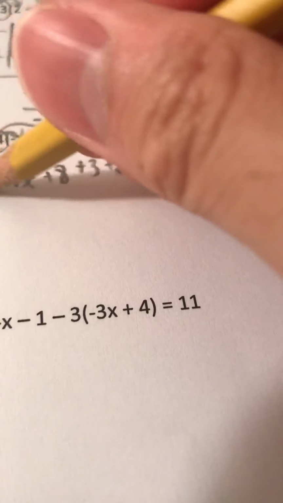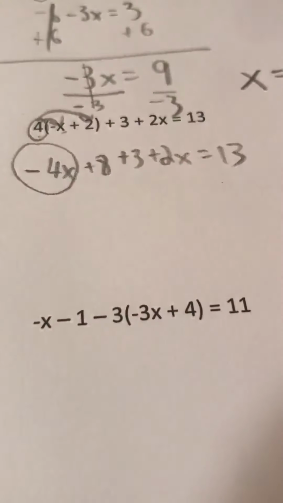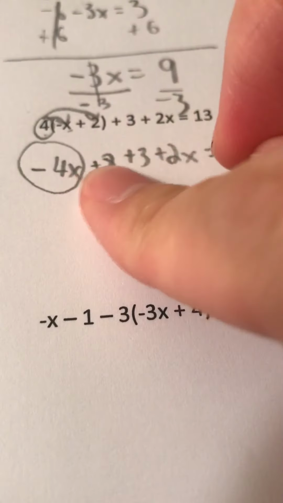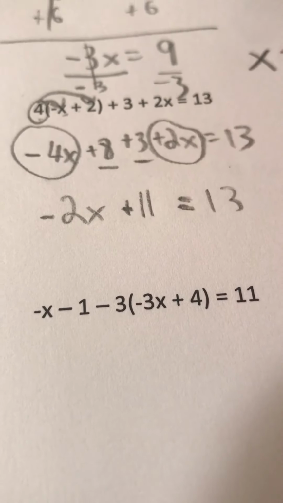Now I can combine like terms. Let's combine this -4x. Remember, you always look at the sign in front of the term. I'm not going to look at the sign behind it. I'm going to look at the sign in front of it. I combine that with the 2x. -4x plus 2x is -2x. I can combine this 8 and this 3 because they're like terms. 8 plus 3 is 11. Positive 11. And on the right side, I still got that equals 13.